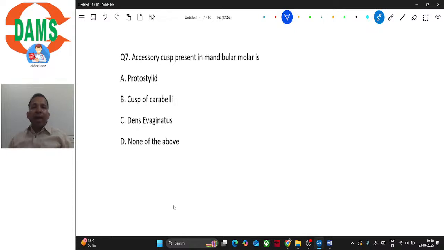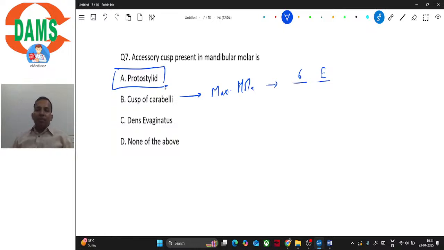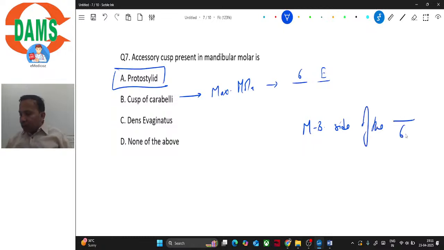Accessory cusp present in mandibular molar is. So we have seen the accessory cusp in the maxillary molar. In the maxillary molar, it is called cusp of Carabelli. It is present in upper 6 and in upper E. But if at all an accessory cusp is present in the mandibular molar, what would it be called? It would be called protostylid. So protostylid is the accessory cusp present in the mandibular molar, and usually it is present on the mesiobuccal side of the lower 6. So that is the common location of protostylid.